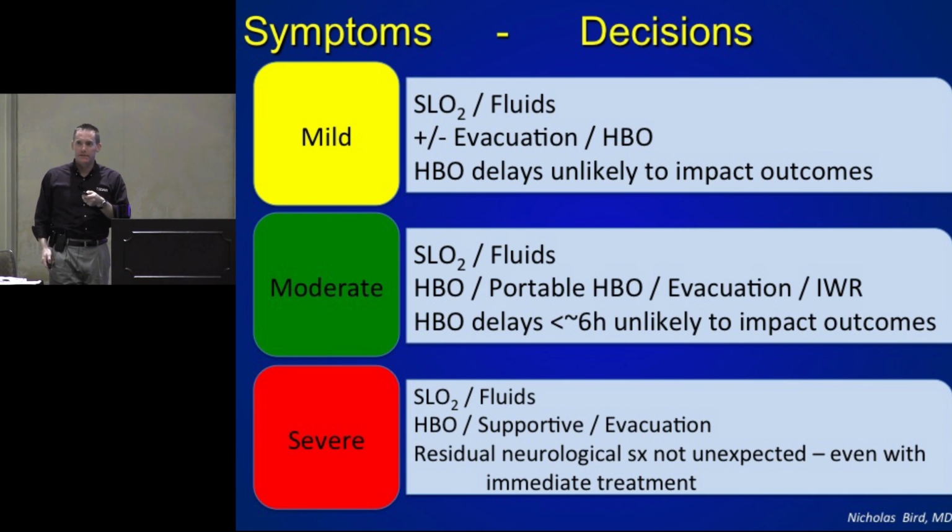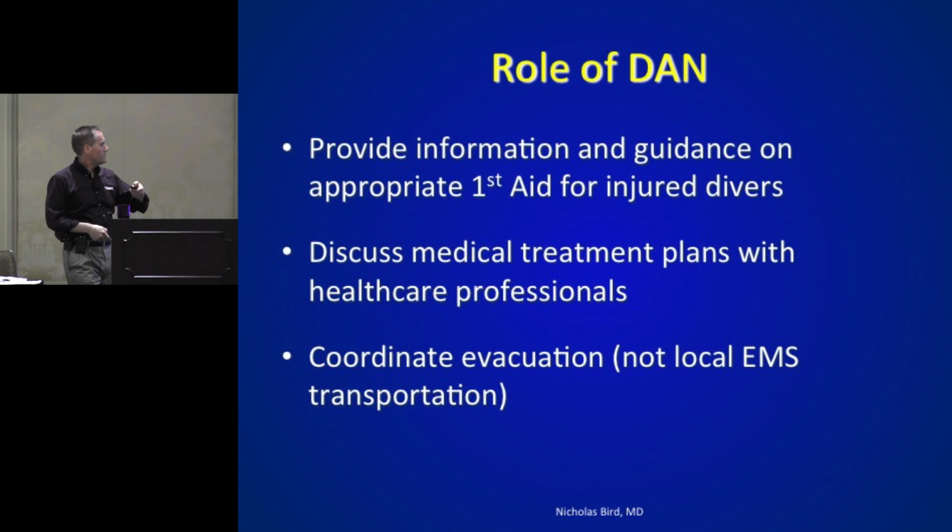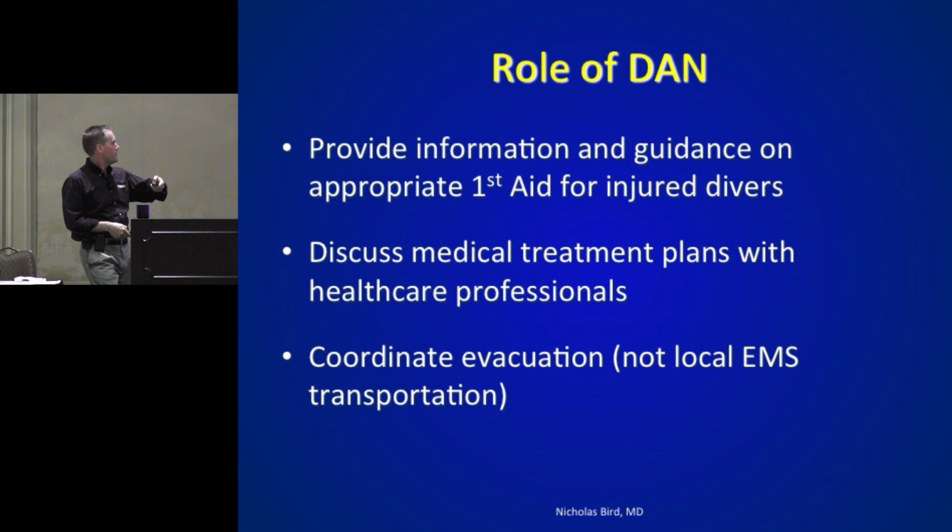Severe decompression sickness. This is where we have to put our thinking caps really on. Oxygen and fluids are always a good idea. Certainly, we're going to try to rope in hyperbaric medicine. Supportive care, because these people are likely to have other issues going on, i.e. maybe they need a catheter or they might need MRIs or other scans of their brain and spinal cord. And certainly evacuation if that seems to be appropriate for who they are and what they need. Expect residual neurological symptoms, even with immediate treatment, if they're really severely bent. Clear as mud? All right.